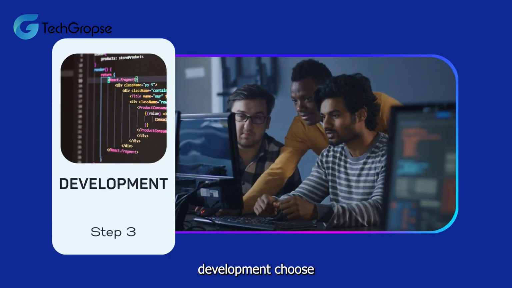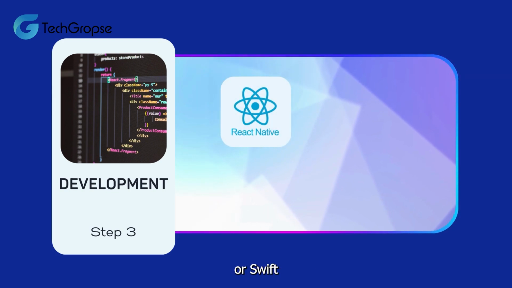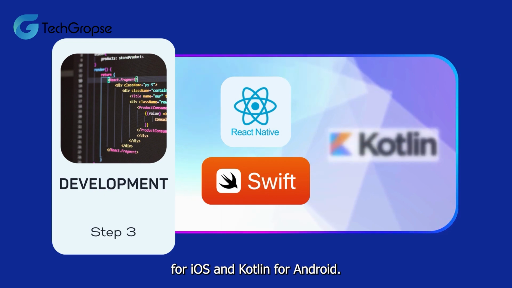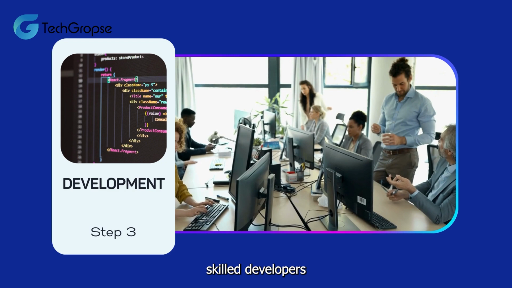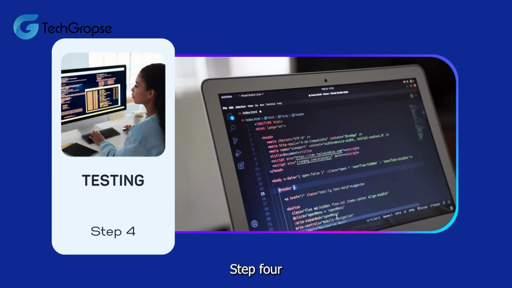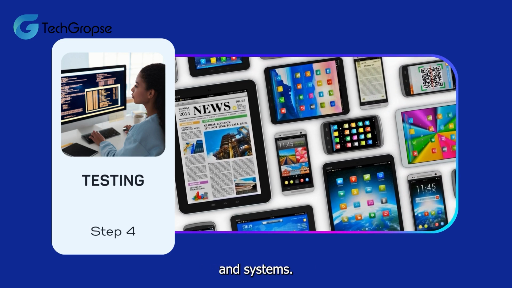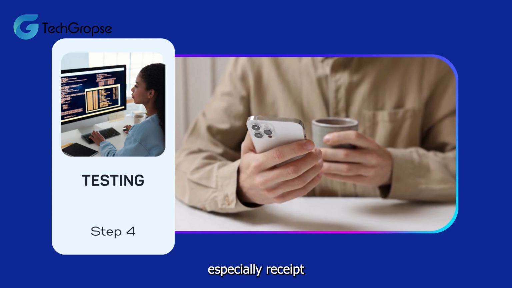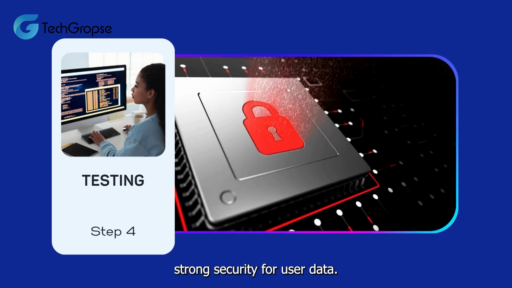Step 3. Development. Choose reliable tools like React Native or Swift for iOS and Kotlin for Android. Include key functions and work with skilled developers to ensure a robust app. Step 4. Testing. Test across various devices and systems. Verify that all features, especially receipt scanning, work well and ensure strong security for user data.